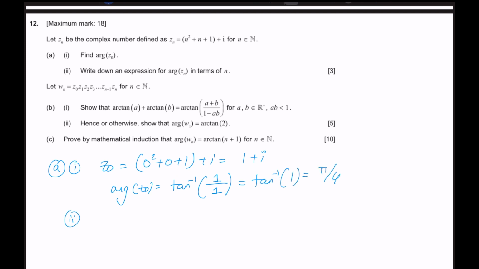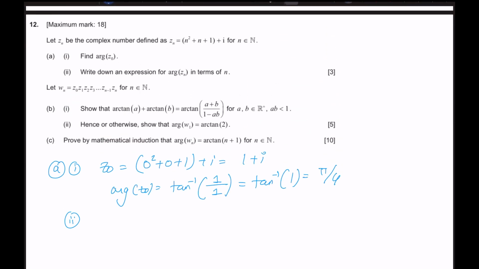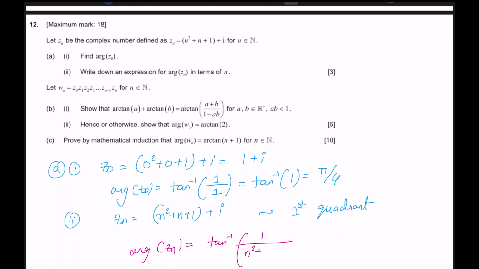Now for part 2, we have to write an expression for arg Zn in terms of n. So Zn is basically n square plus n plus 1 plus i. Now, n square plus n plus 1 is positive, while the coefficient of the imaginary part is also positive. So again, this will lie in the first quadrant. So if it lies in the first quadrant, then your argument of Zn would be tan inverse of the coefficient of the imaginary part divided by the coefficient of the real part. So this will be the answer. With this, question A, parts 1 and 2, are done.